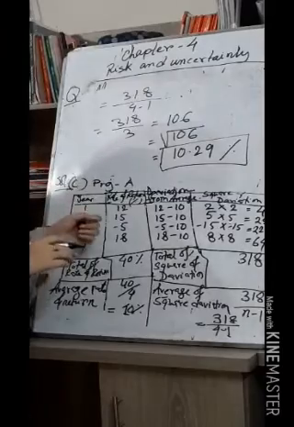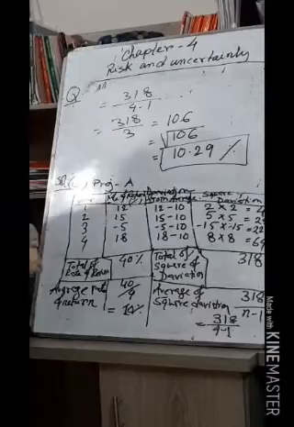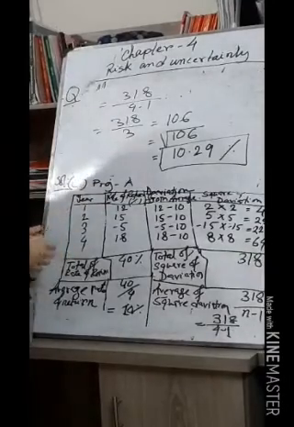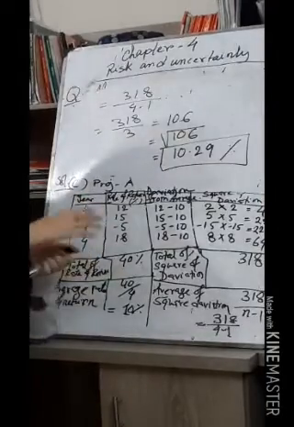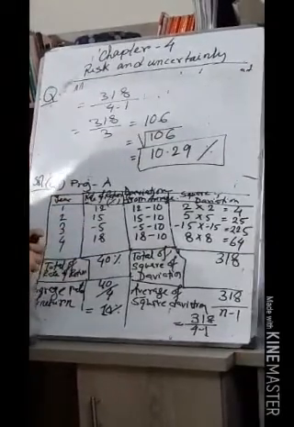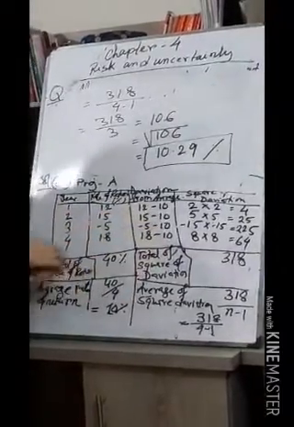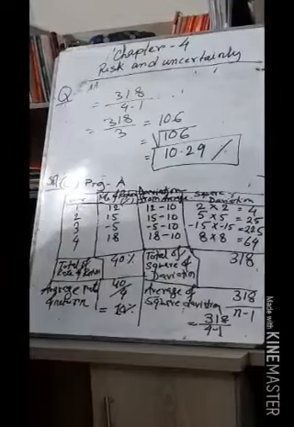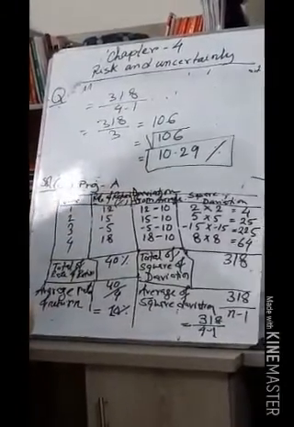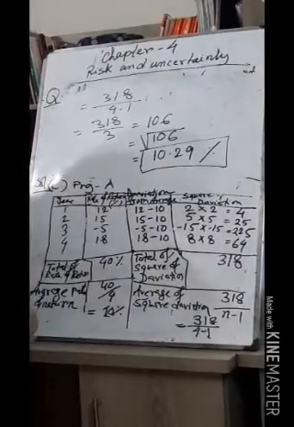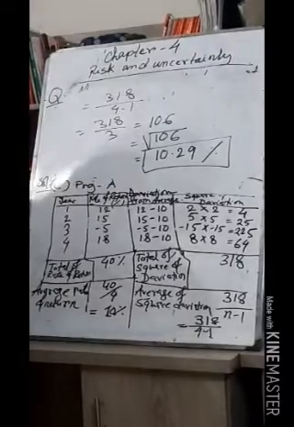This is the answer of number C. But your work is to find out the answer of number D. Number D is project B. The information of project B is already in your video, and this is your homework. You can find out by using this method, and that will be the risk of project B. Then you can compare which one is most risky.